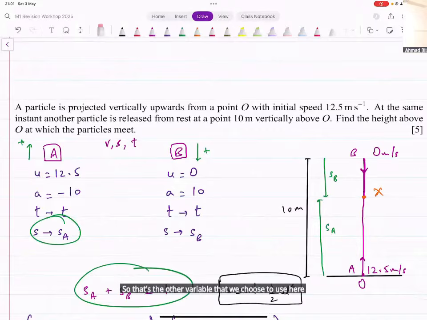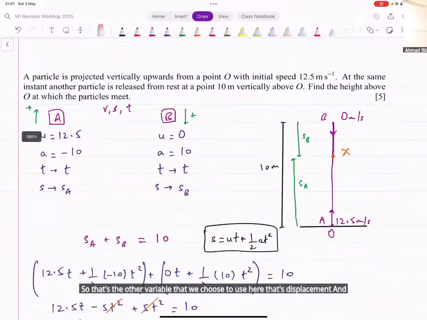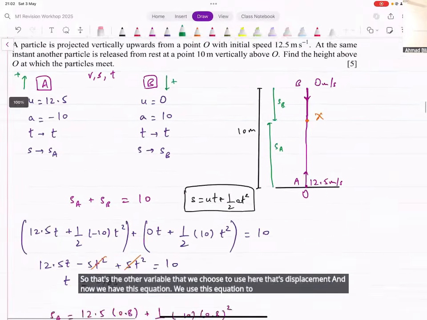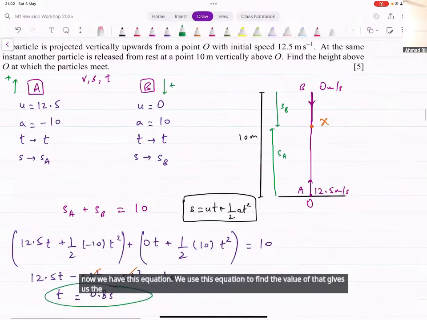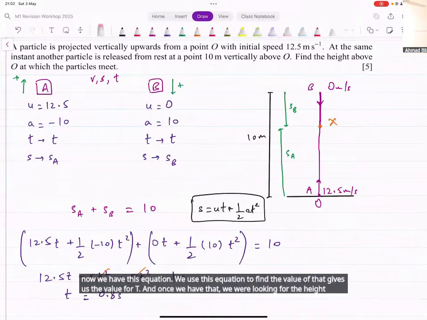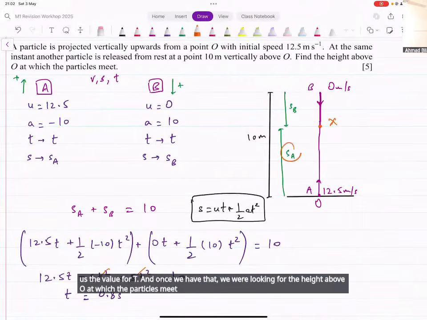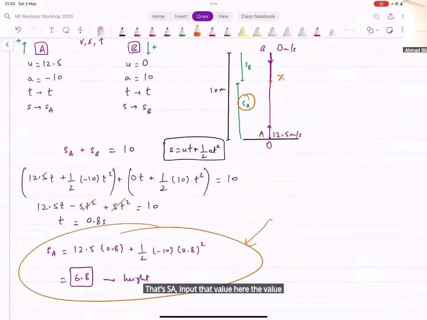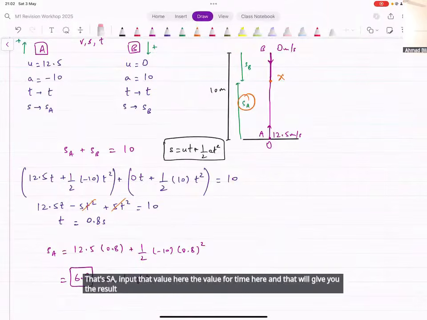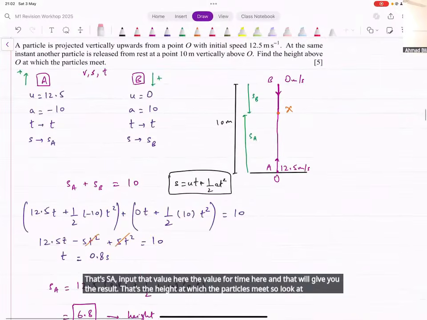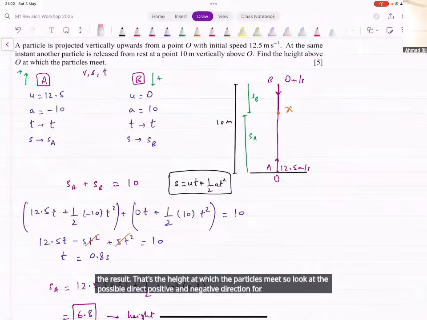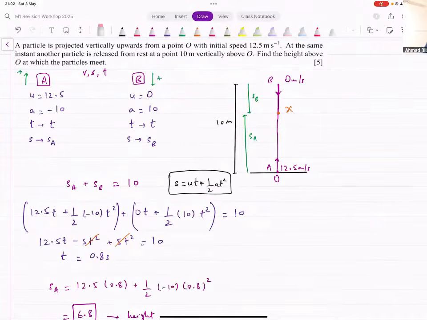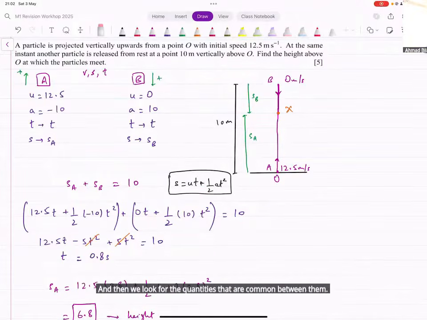That's displacement. And now we have this equation. We use this equation to find the value of T. Once we have that, we were looking for the height above O at which the particles meet. That's SA. Input the value for time here, and that will give you the height at which the particles meet. So look at the positive and negative direction: for A, we take upwards positive, for B, we take downwards positive, and then we look for the quantities that are common between them.